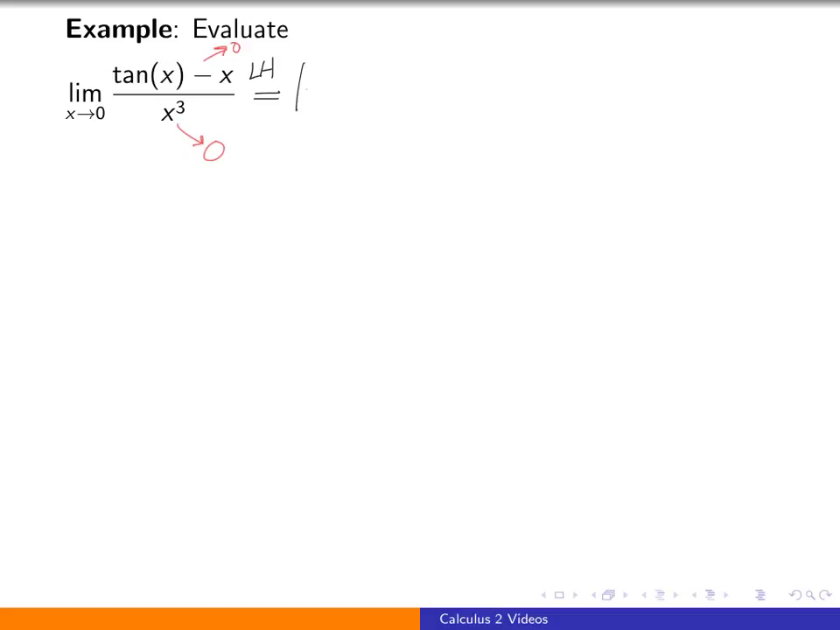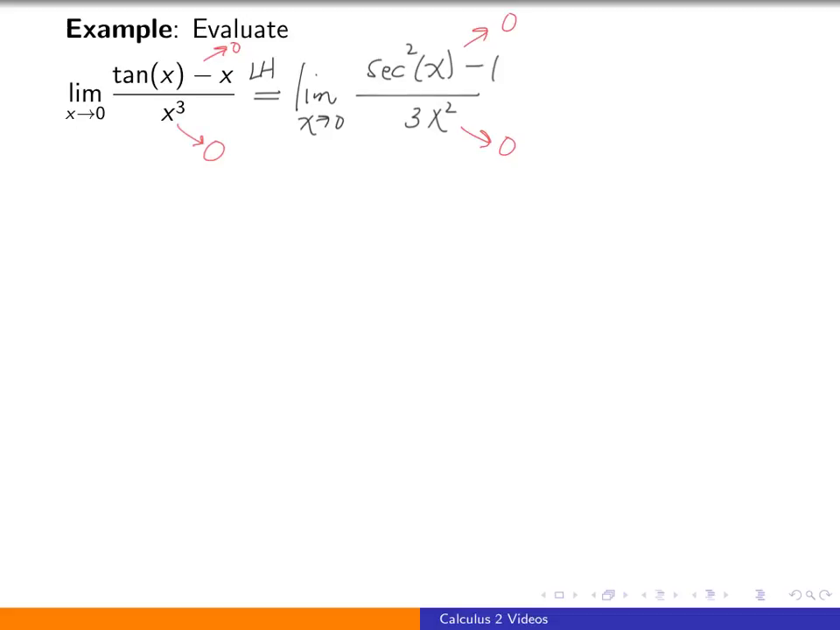So L'Hopital's rule tells us that this will be the limit as x approaches 0. We take the derivative in the top, so that would be secant squared x minus 1, divided by the derivative in the bottom. At this point, we think of being kind of back at step 1. We have a limit we would like to evaluate. So we think, what's happening as we plug in x equals 0? Well, secant of 0 is 1, so the top is going to 0, 1 minus 1. The bottom is also going to 0.